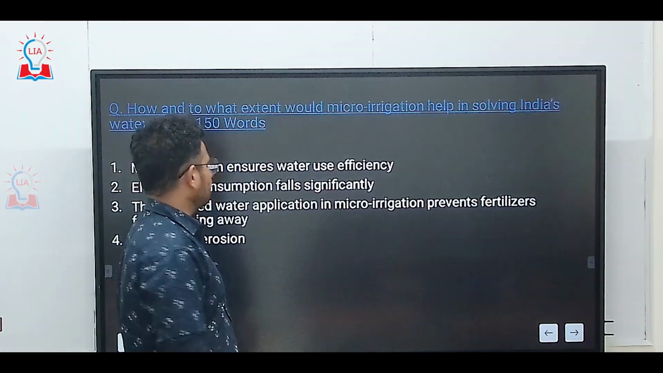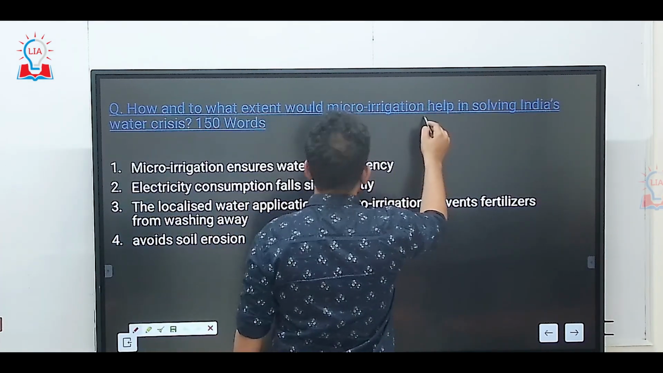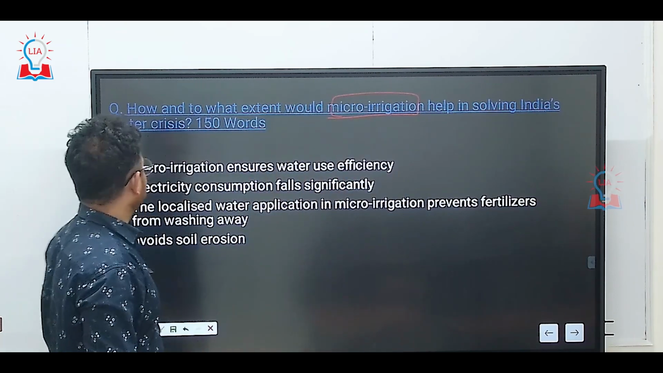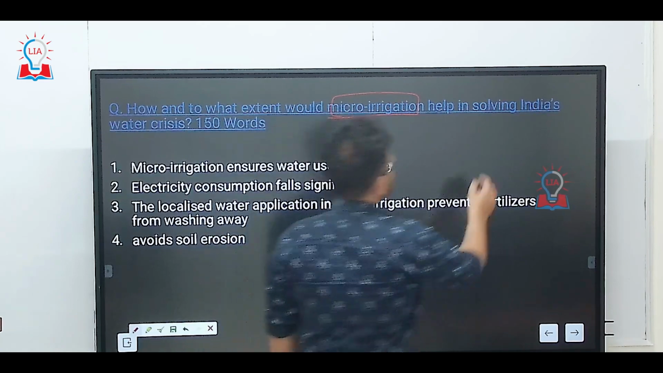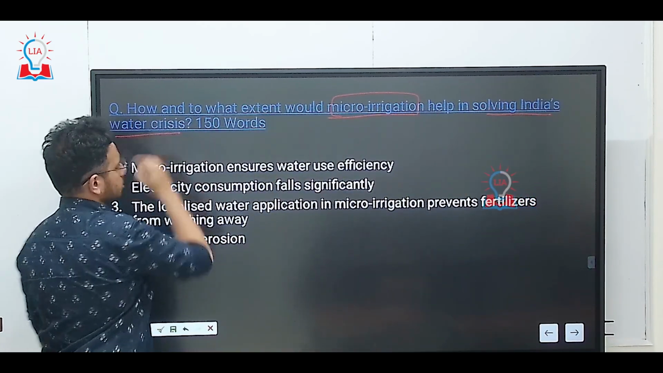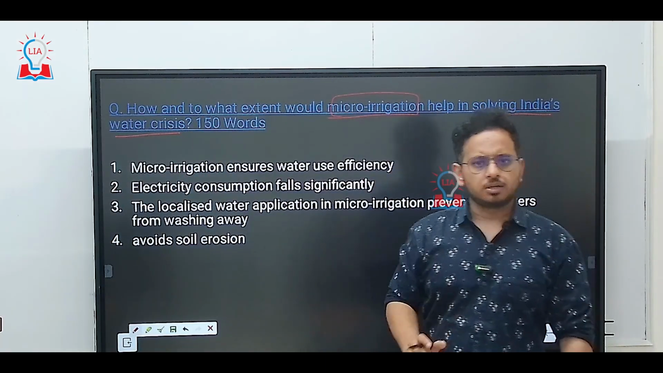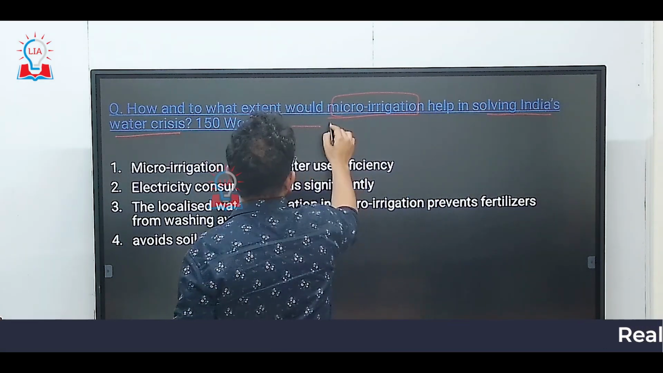What does the first question say? The first question is about something called micro irrigation. You can see here, the question says, how and to what extent would micro irrigation help in solving India's water crisis? Okay, 150 words, a simple, straightforward 10-mark question about the water management techniques that could be asked in GS paper 3.